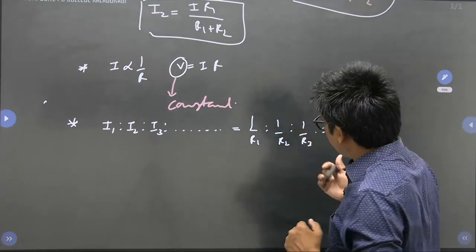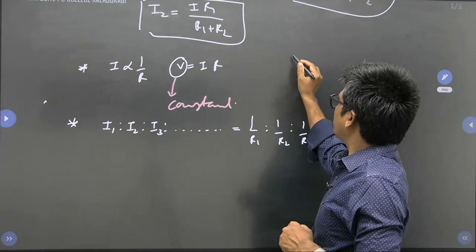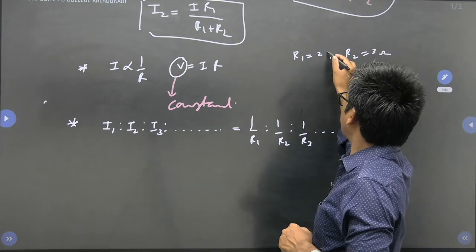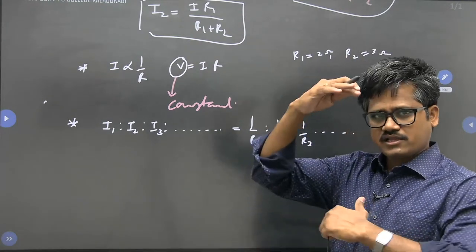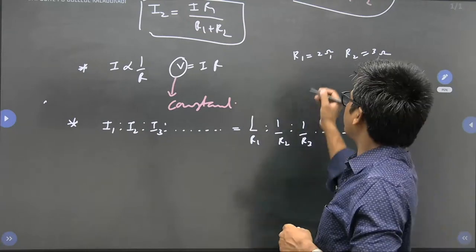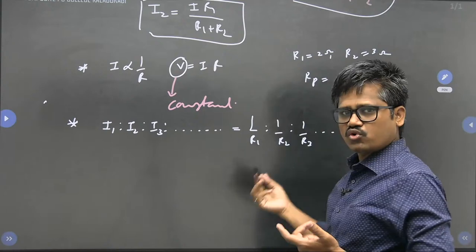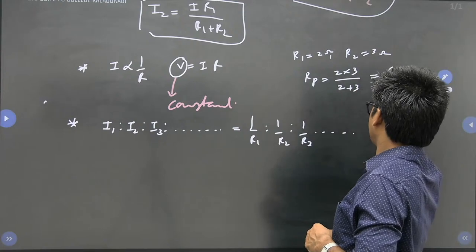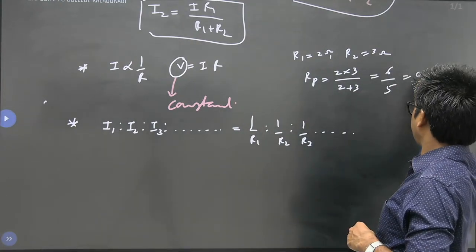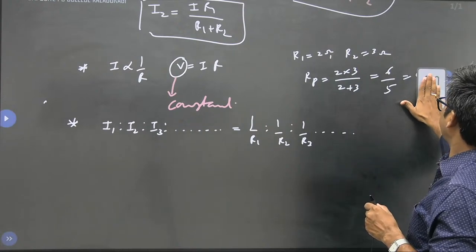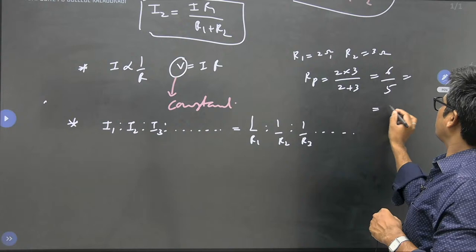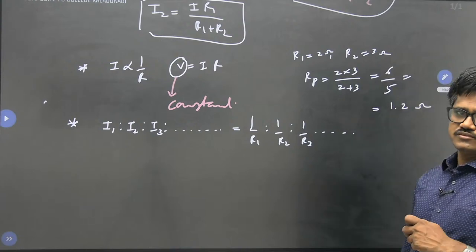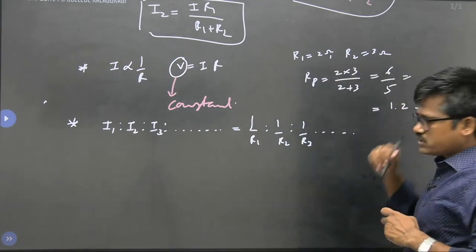Okay, in conclusion, in parallel combination, clearly, take one example. If R1 is 2 ohm and R2 is 3 ohm, and you connect them in parallel, end by end, what will be the effective resistance in this case? R1 R2 by R1 plus R2, it will be 2 into 3 by 2 plus 3. What will be the answer here? 6 by 5, right or not? It will be 1.2, is it right?